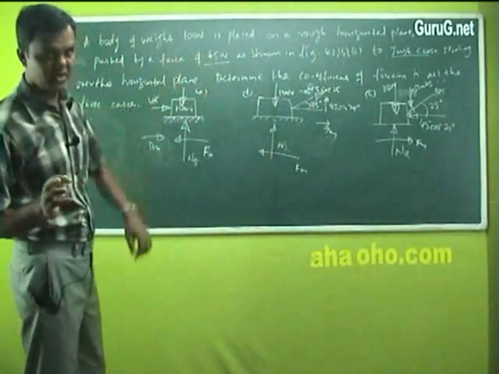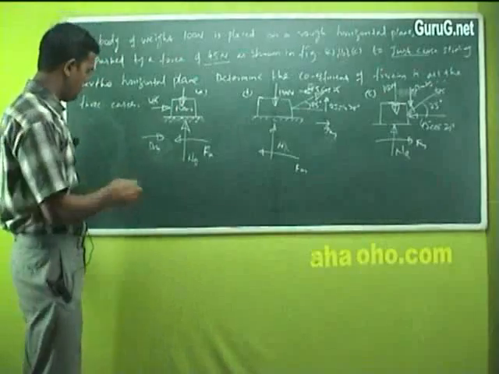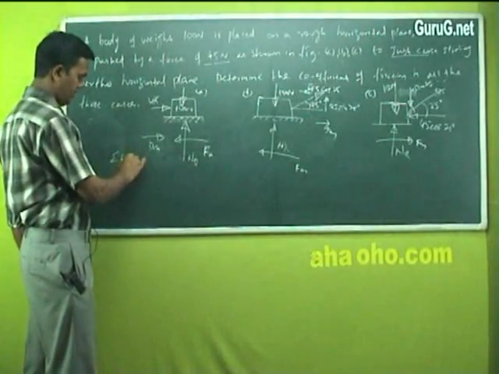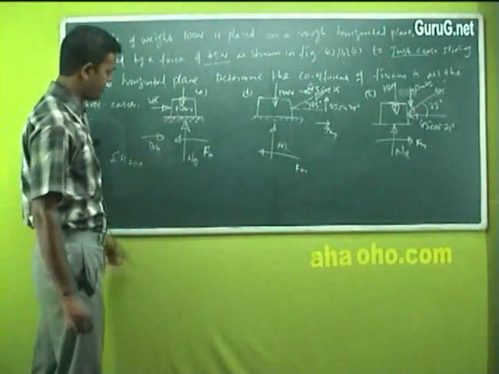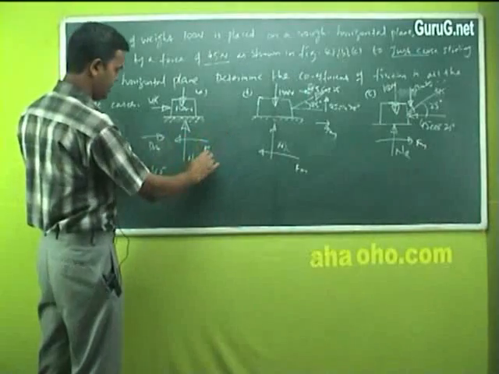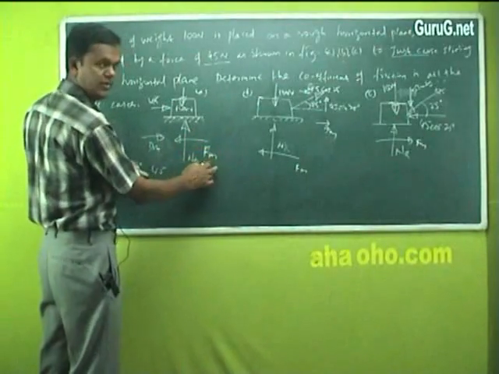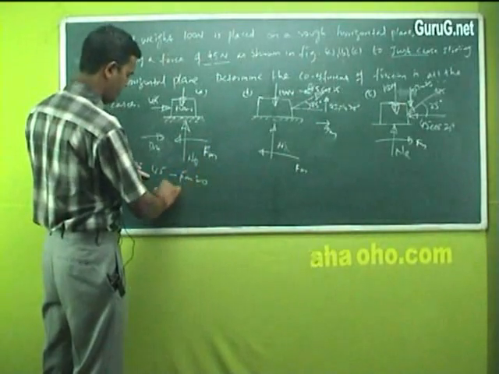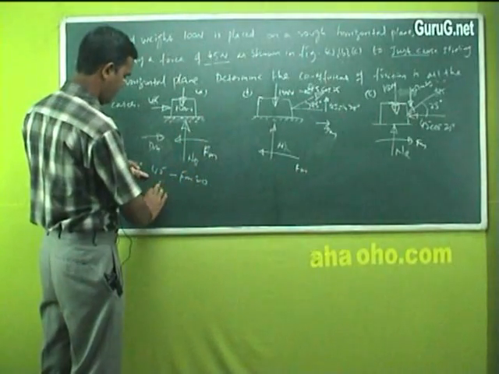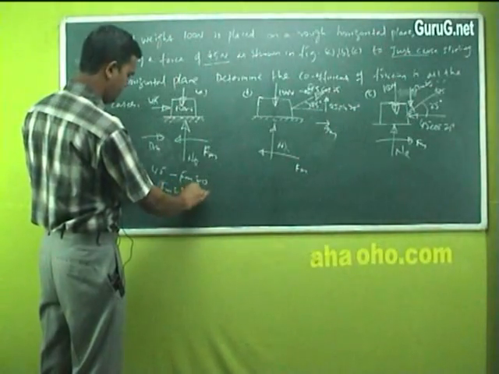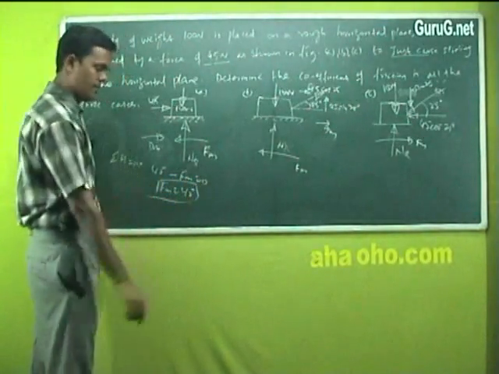Now we should go for sigma H and sigma V values and find out what is required here: determine the coefficient of friction, mu value. See here, for the first sketch, I will apply sigma H equal to 0. What is the horizontal force here? Just 45 acting towards the right hand side, and Fm, the frictional force, acting towards the left hand side. 45 minus Fm is equal to 0. What is the meaning? Fm is equal to 45. Frictional force is 45.